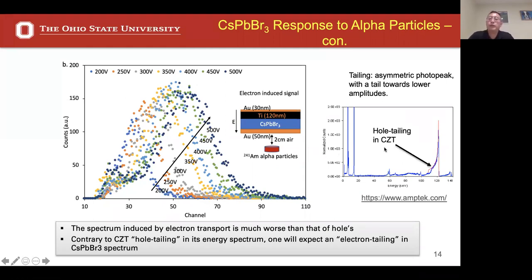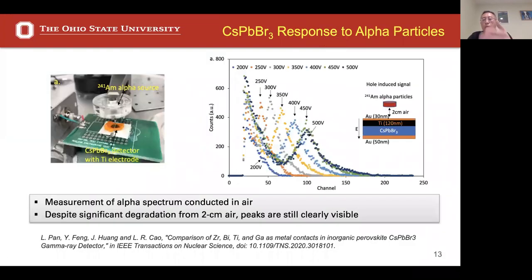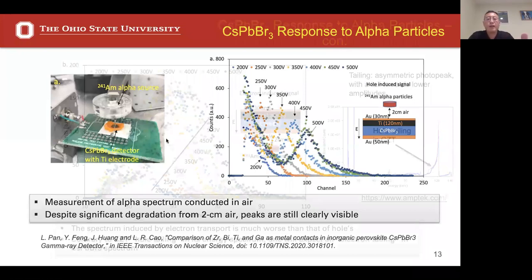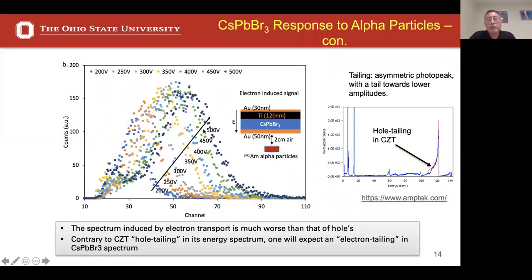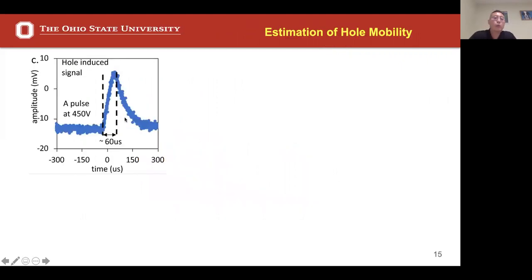Compared to CZT, we can see from this example the hole-dominated charge transport, versus in this picture the electron-dominated transport. That is clear to see, and in perovskite the spectrum produced by electrons is much worse than that of holes, so we're going to see electron tailing. If we look at a single pulse coming from perovskite, in this case the hole-induced signal, look at this: the rise time is 60 microseconds, very long.